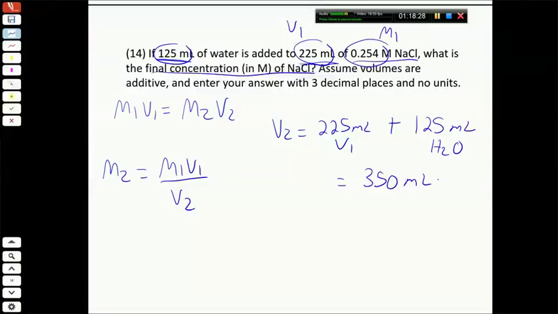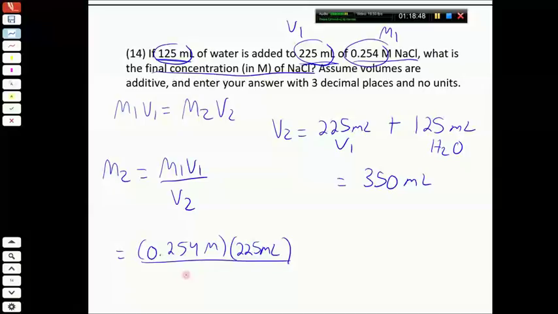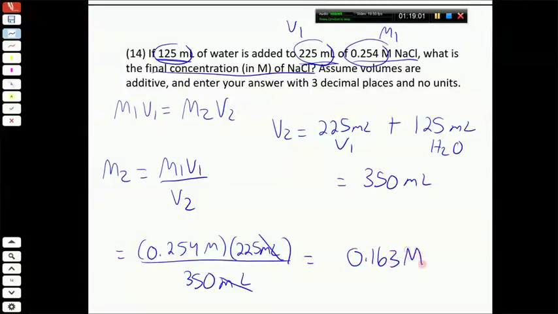Okay, so that's the V2 that we need, so we just have to plug the numbers in to get our answer. So we have 0.254 molar, and in problems like this, it doesn't matter what volume unit we use because they're going to cancel out. So our V1 is 225 milliliters, and then our V2, as we just found, is 350 milliliters. So we don't have to convert those into liters because the units will cancel out when they're written like this as a ratio. So numerically then what it comes out to is 0.163 molar. All right, we diluted the solution and the molarity got smaller, the volume got larger.